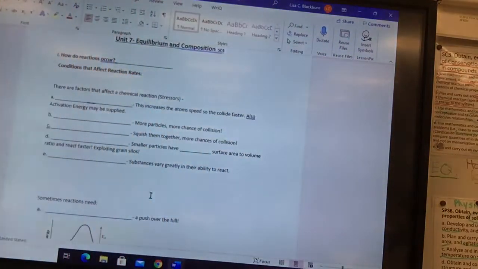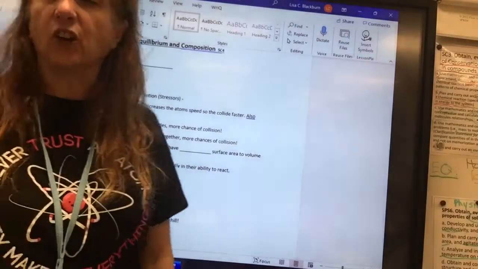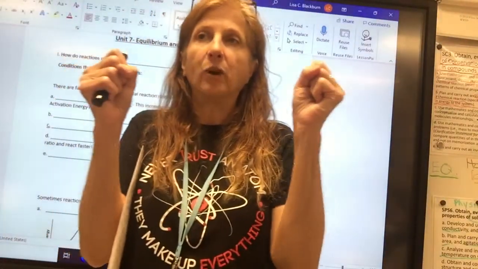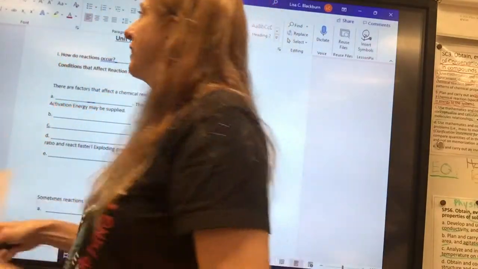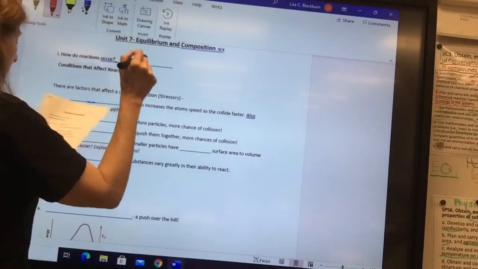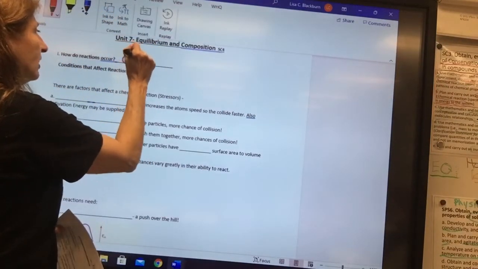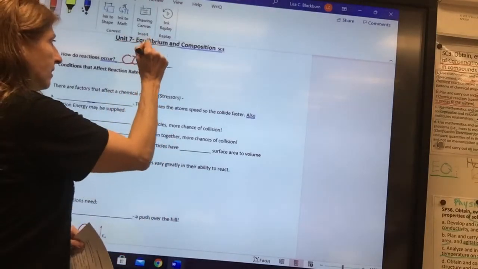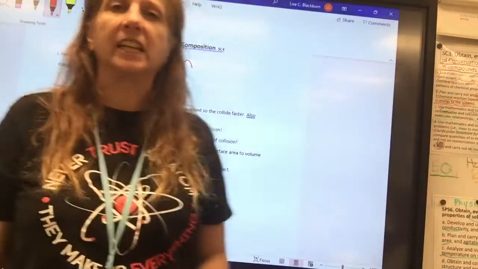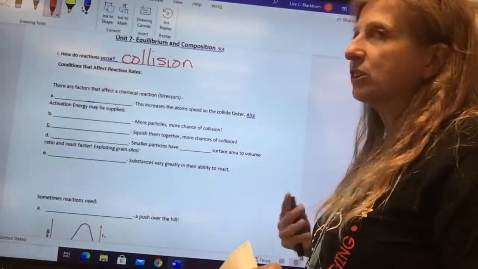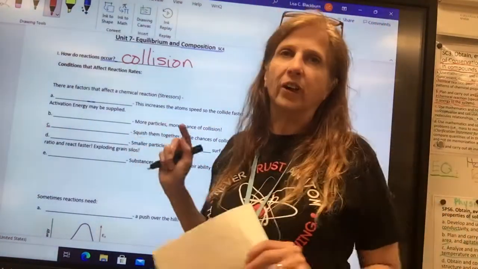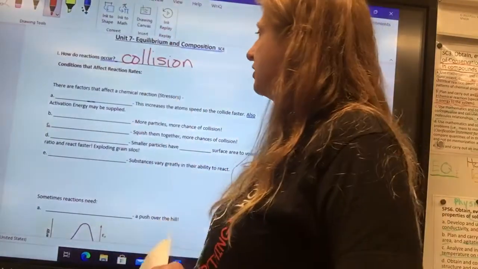All right. Okay, how do reactions occur? What do the atoms have to do to be able to react with each other? They got to come together. Perfect. They have to collide. It's all about collision. This is called collision theory. So we have to have them collide. They have to come together to react. Now, there are certain factors that affect reaction rate. And we are going to do some fun little labs to help imprint this into your memory.